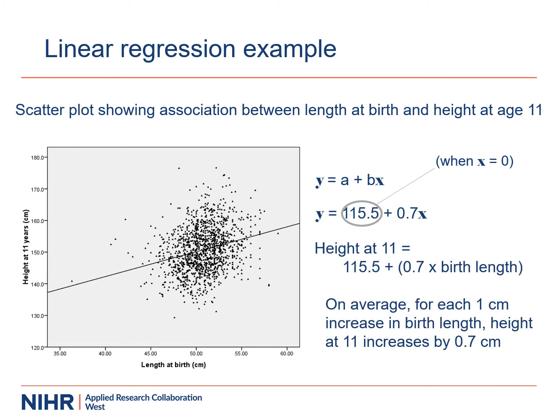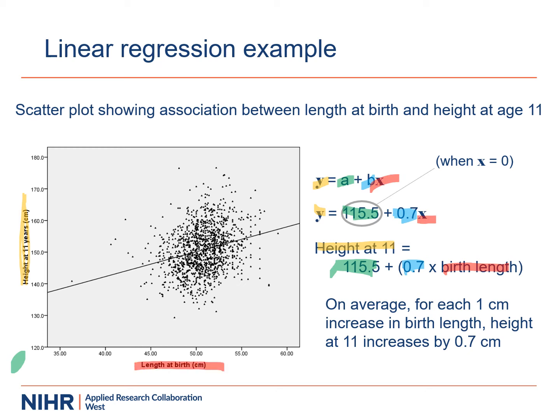So to interpret the equation, your height at 11, which is your y, so we have height at 11, which is our y and our y-axis, is equal to our a, which is our intercept, which is 115.5 centimeters, which is somewhere over here, plus 0.7, which is our b, or our beta, or our slope, or our gradient, multiplied by our length at birth, which is our x, which is also shown on our x-axis.